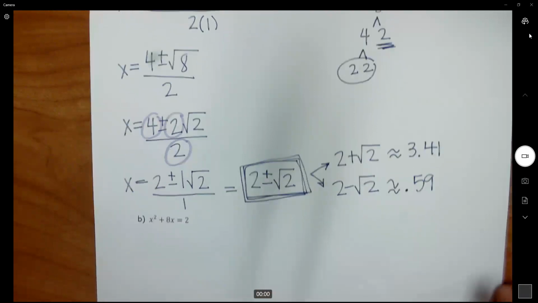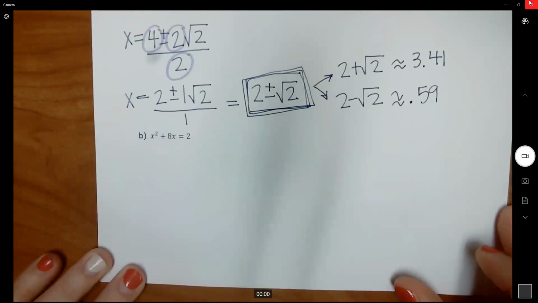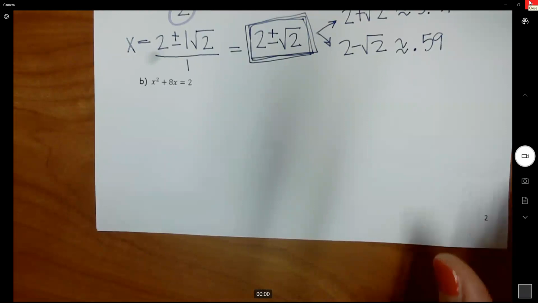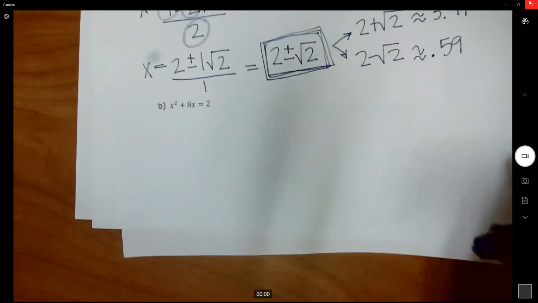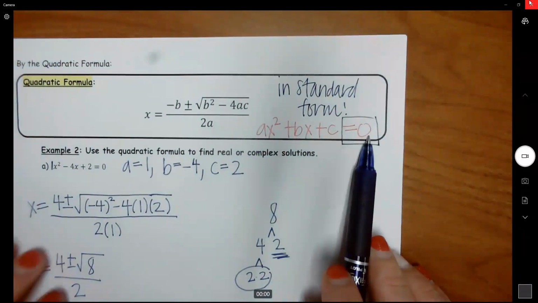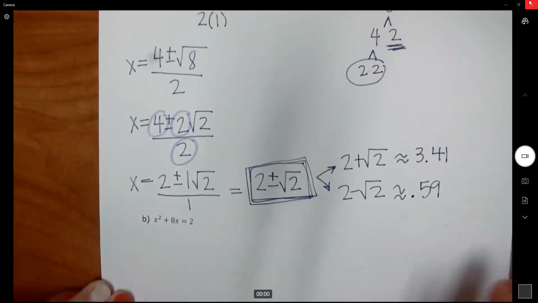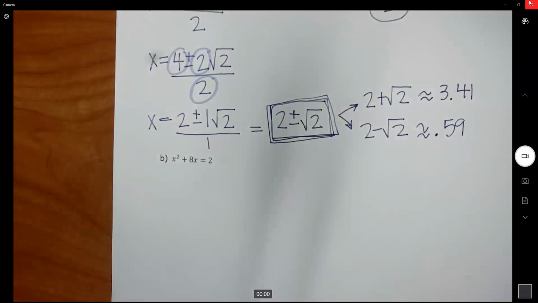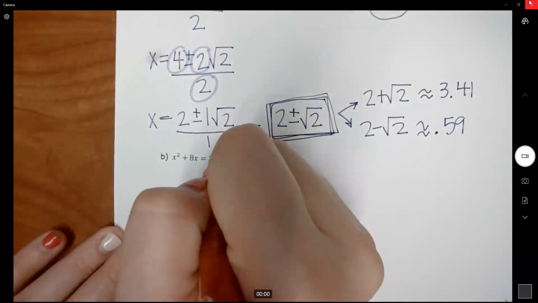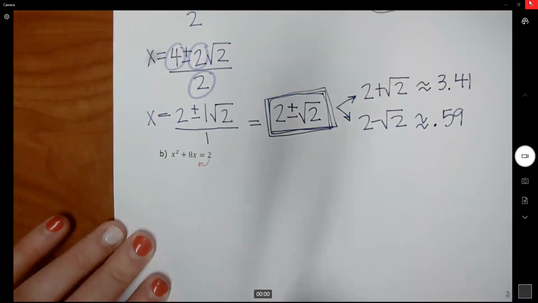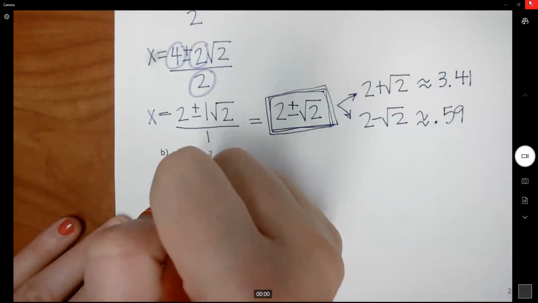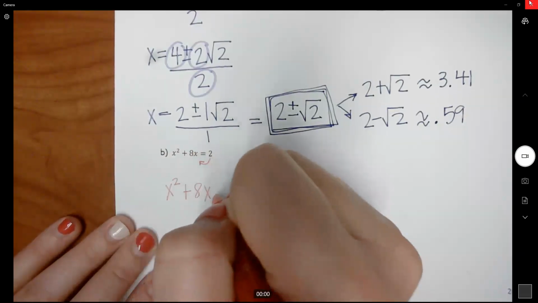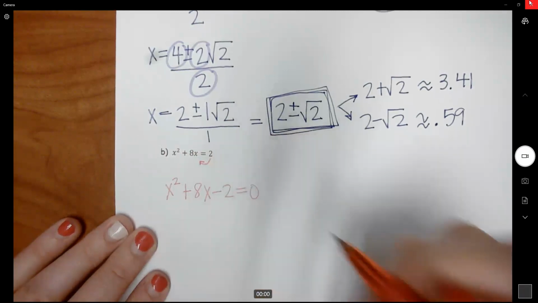Okay, example B. This one is not in standard form, so I do need to put this one in standard form first. Standard form means that this needs to equal 0. So I'm going to take this 2 and bring it over by subtracting. So this is x squared plus 8x minus 2 equals 0.